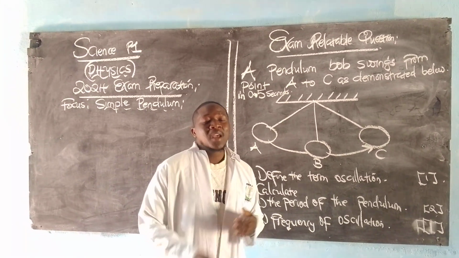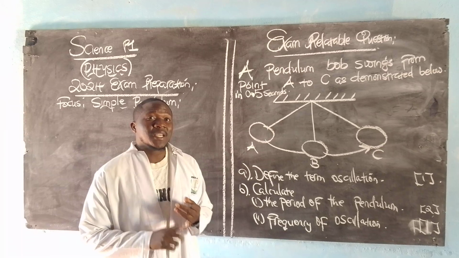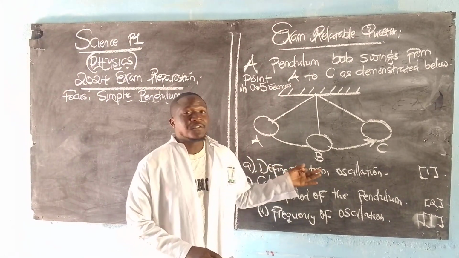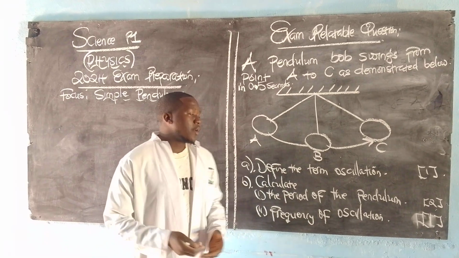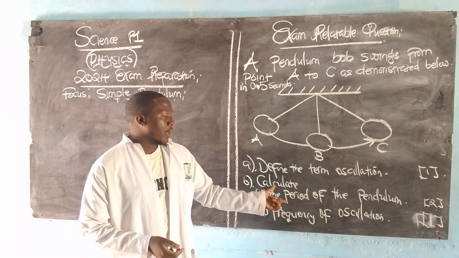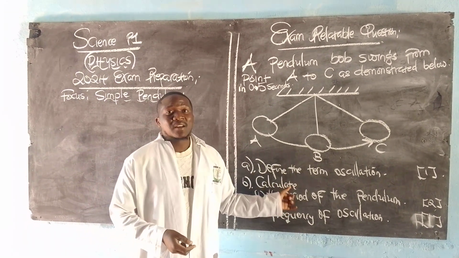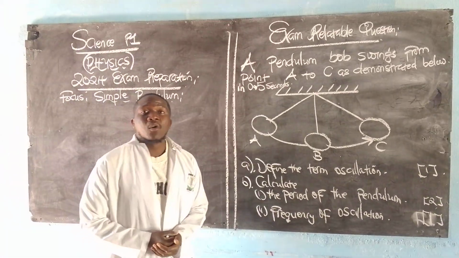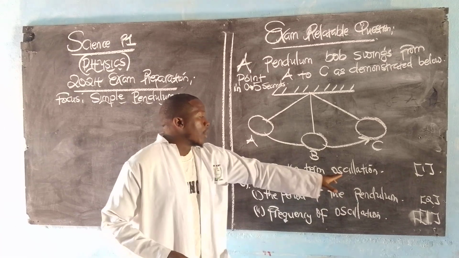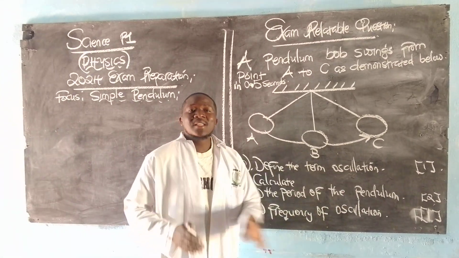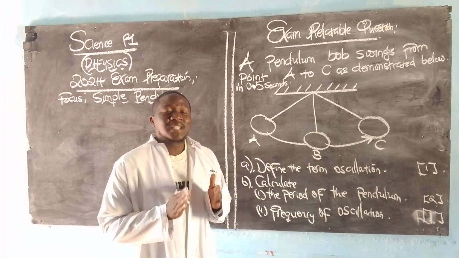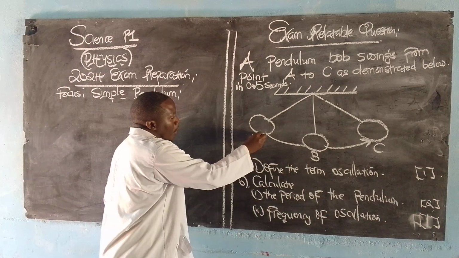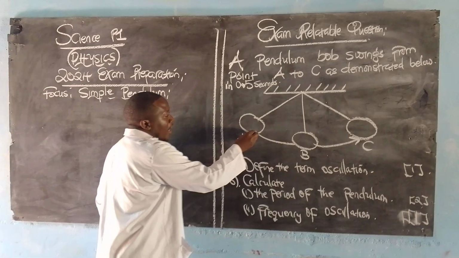Under a simple pendulum, there are many terms that are associated. The first one is how best we can define an oscillation. The second is how best we can come up with the correct answer for the period of the pendulum. Thirdly, the frequency of oscillation. Oscillation is the number of swings that the pendulum bob can make per second. So the pendulum bob will move from A to B.